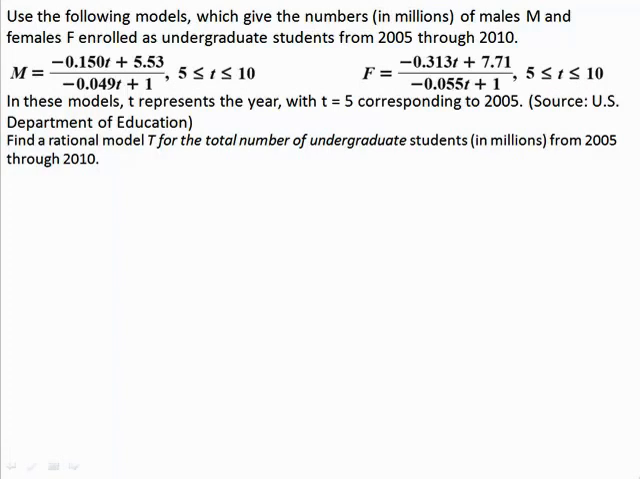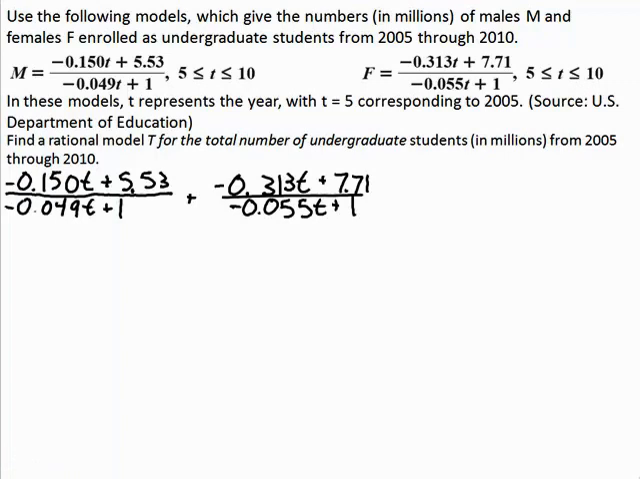Find a rational model for the number of total undergraduate students in millions from 2005 through 2010. The total number of undergraduate students will be the sum of the male undergraduate students and the female undergraduate students. Negative 150,000ths t plus 5 and 5300ths divided by negative 49,000ths t plus 1, plus negative 313,000ths t plus 7 and 7100ths divided by negative 55,000ths t plus 1.